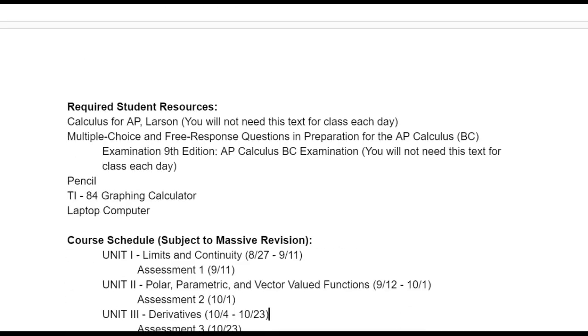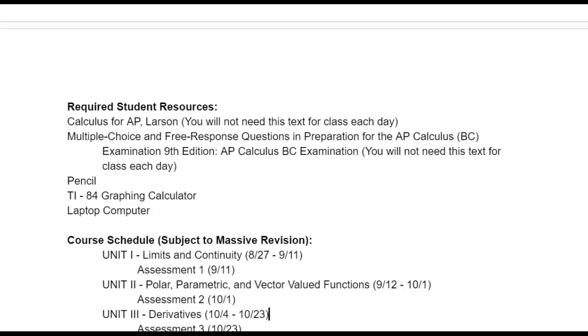All right, so there are two books that we use for the course. One is Calculus for the AP by Larson. You don't need to bring this to class each day, but you should have the book. Each day there'll be something in the homework assignments that references a section of that book. You should at least scan it and make sure that you understand what's going on in that section of the book.